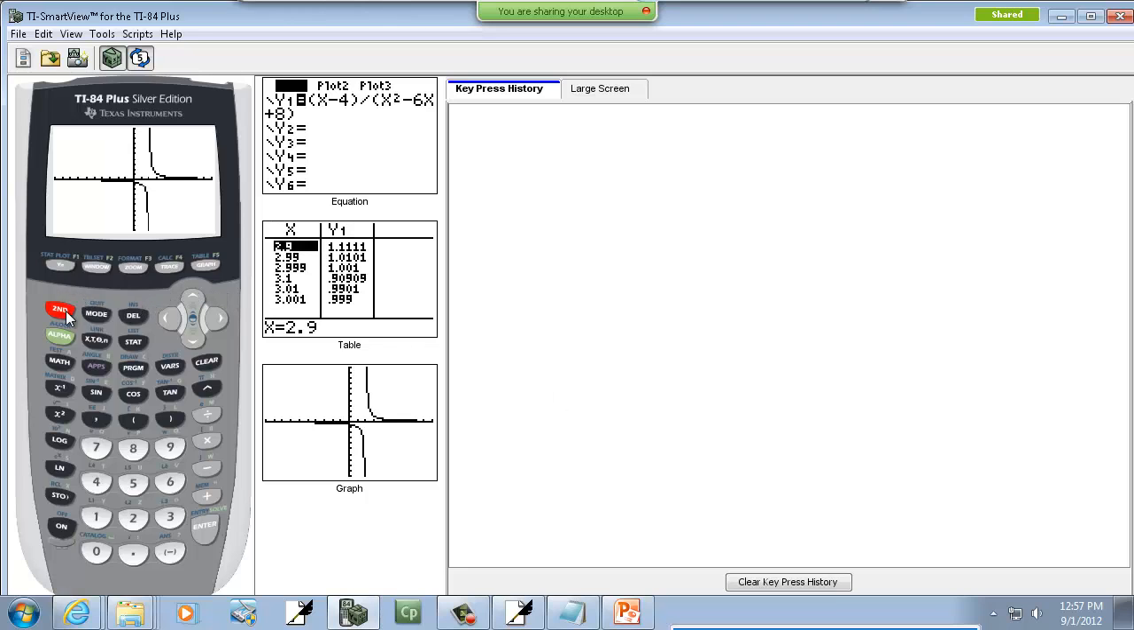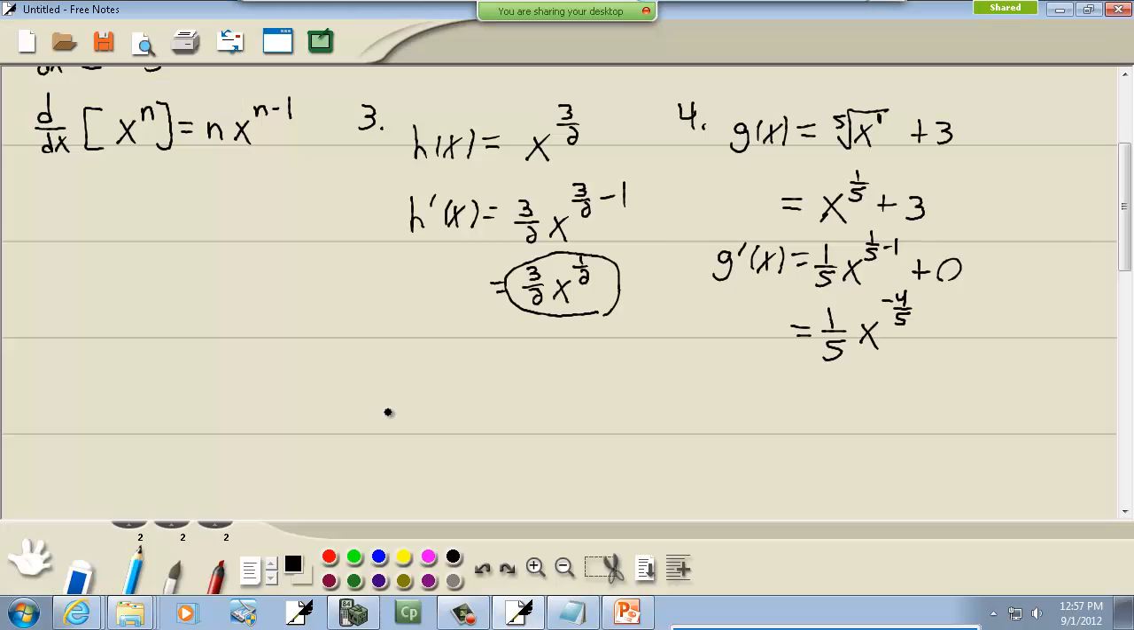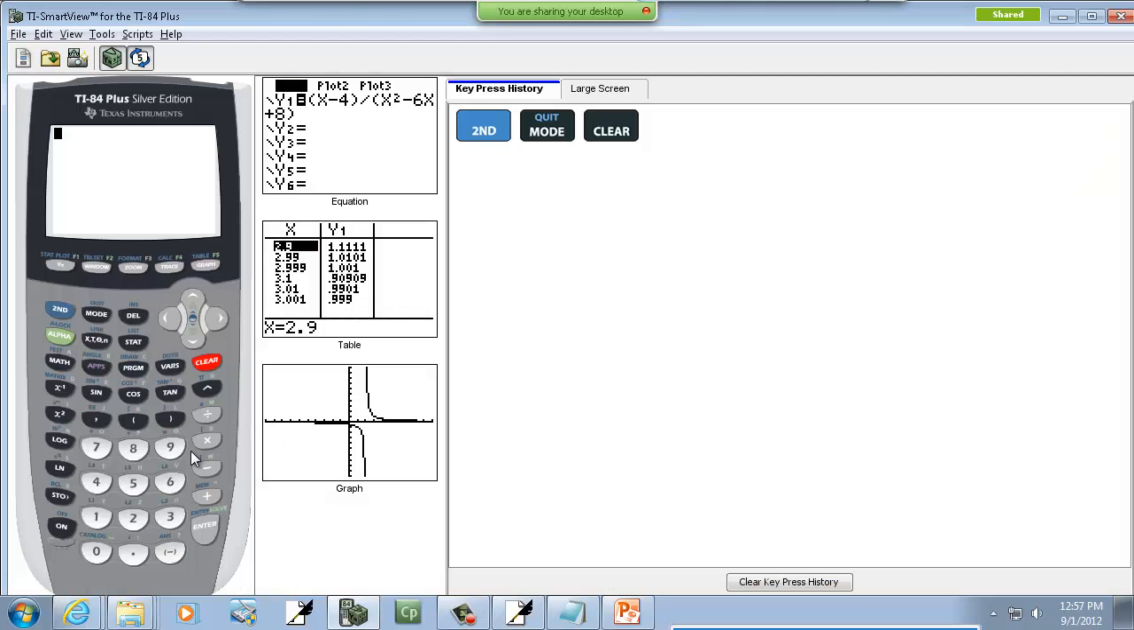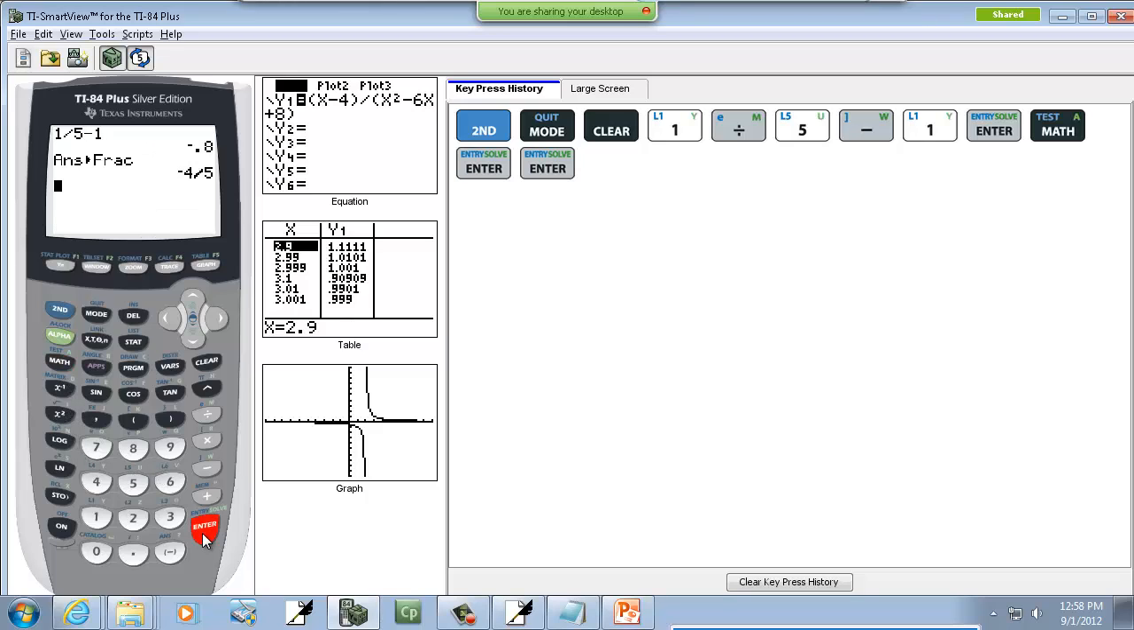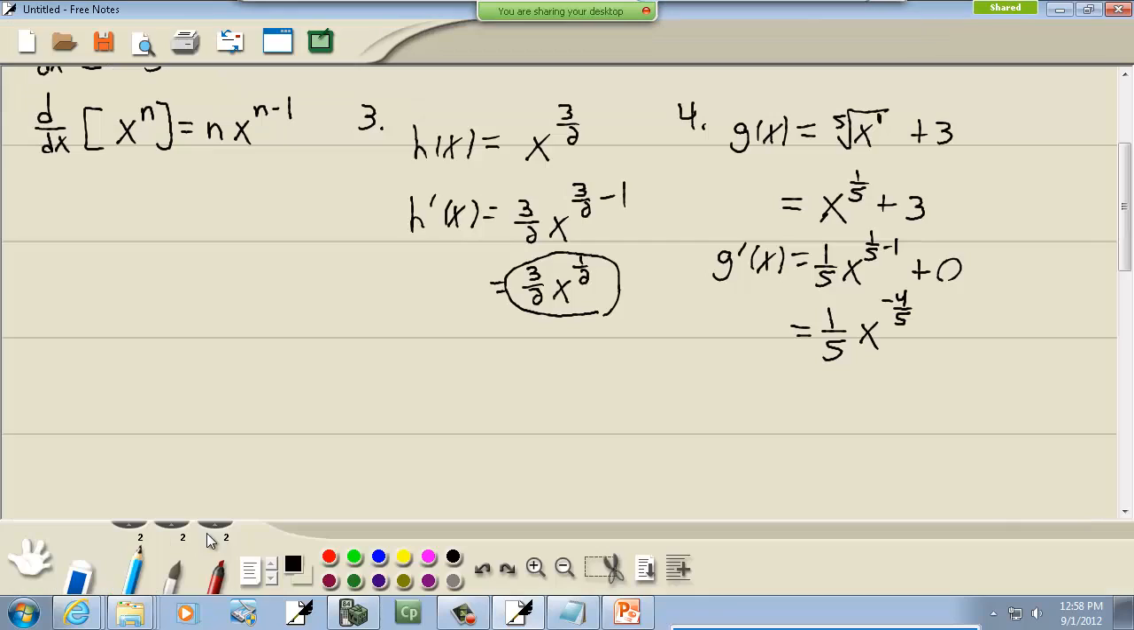Okay, so I'm in graph mode, so I'll exit out to second mode. I'll clear that. What we're dealing with is 1/5 minus 1. So do 1 divided by 5 minus 1, enter, and you get a decimal, so then you do math, enter, enter. And that gives you negative 4/5.